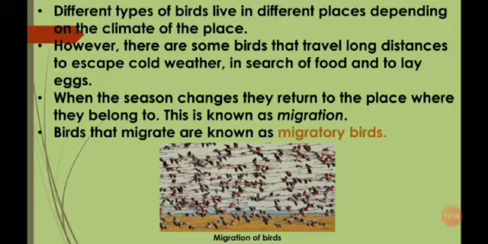Different types of birds live in different places depending on the climate of that place. Some birds which live in cold places travel long distances to escape from cold weather, in search of food and to lay eggs. As the season changes, they return to the place where they belong. So the movement from one place to another is known as migration. Birds that migrate are known as migratory birds.